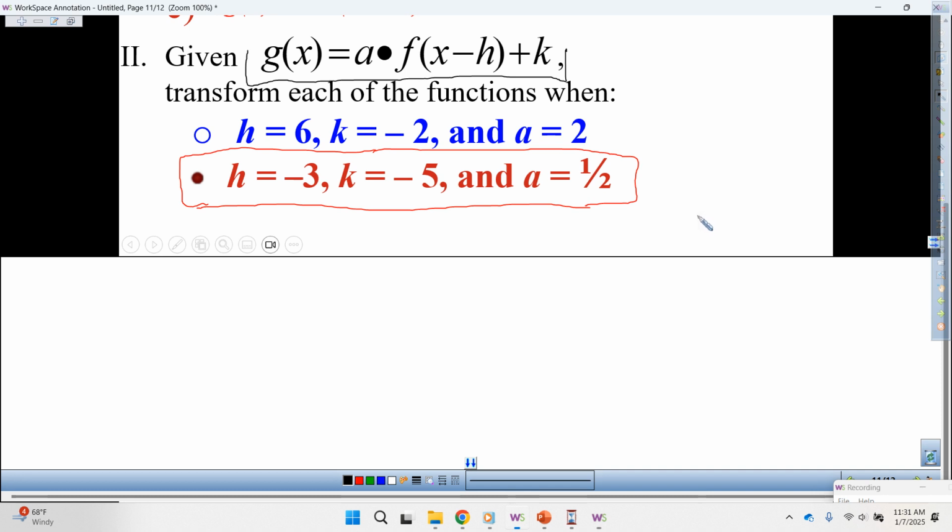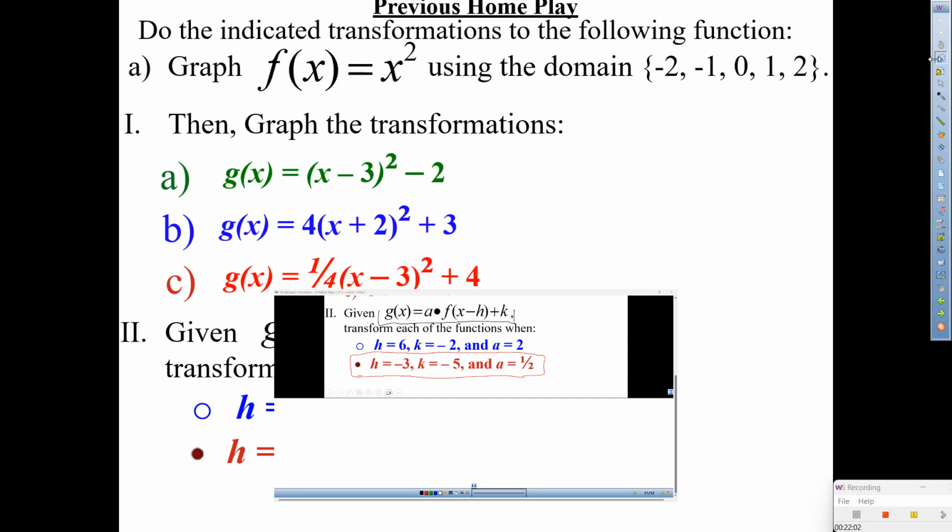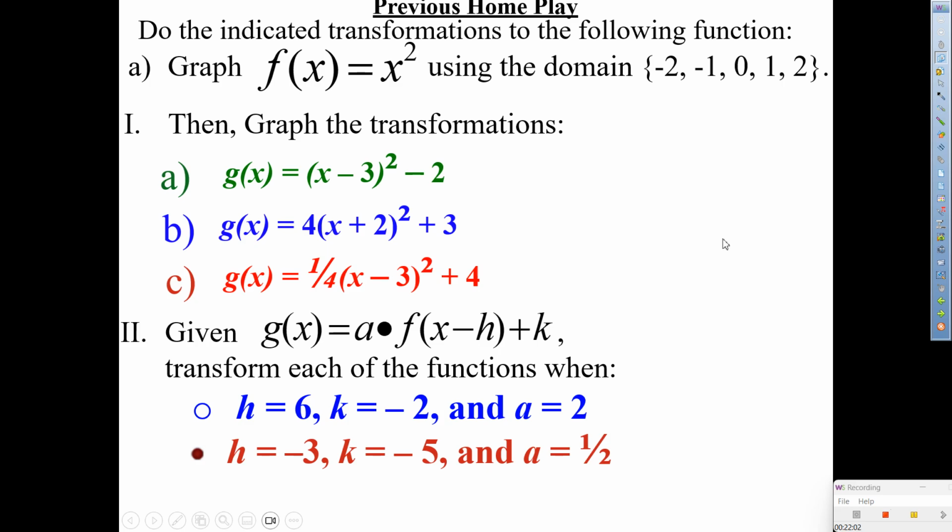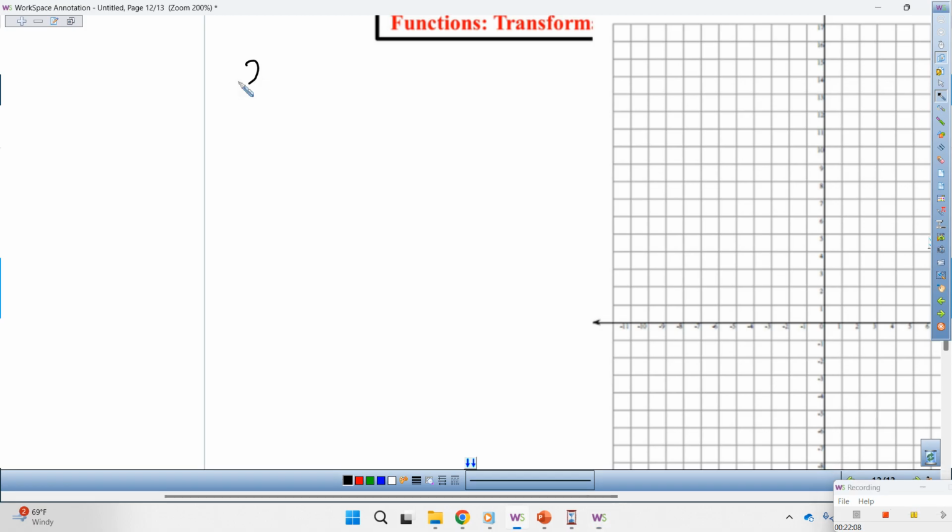All right? H is -3, K is -5, and A is 1/2. And Gio's going to help me out with that in a little bit. I'm going to label it 2B. And again, I want you to graph f of x equals x squared.